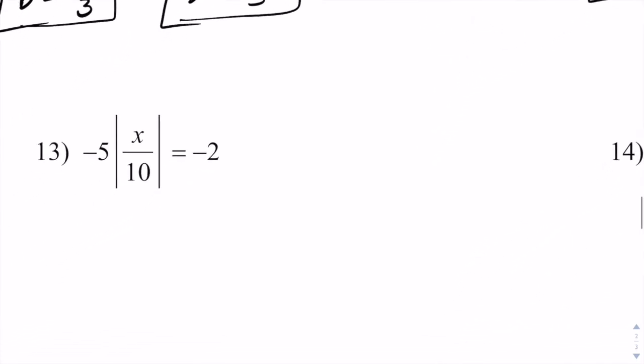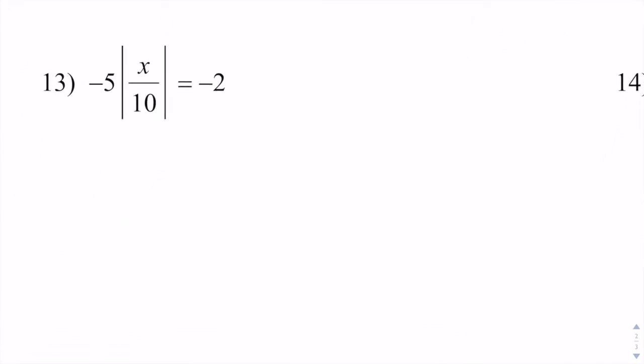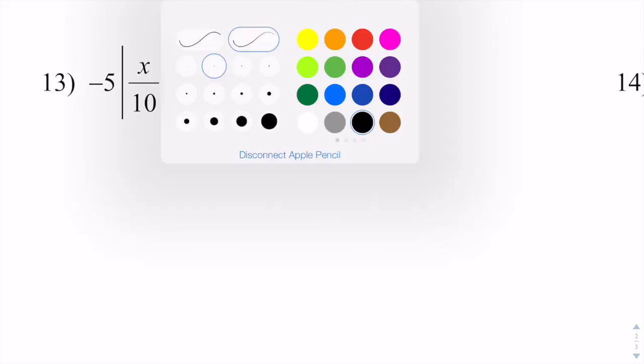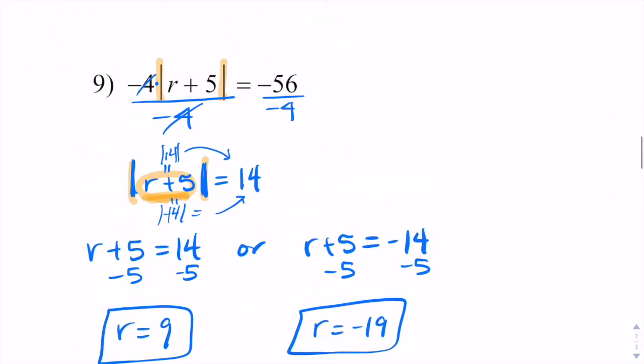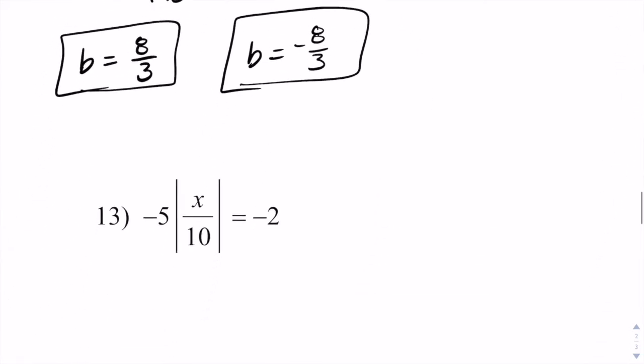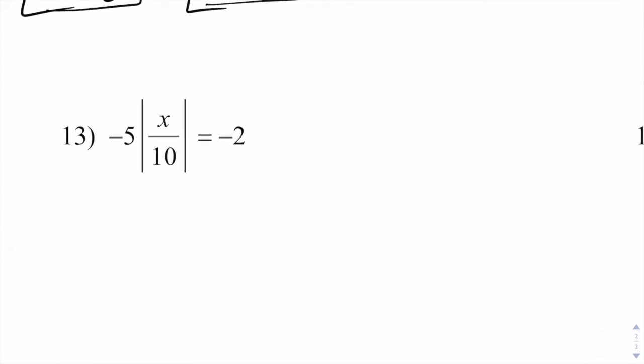Now moving on to number 13. I didn't mention it on number 9, but I'll make sure I mention it here on number 13. I cannot distribute, all right? The parentheses, like I mentioned in class, prevents me from distributing this negative 5 into the absolute value. So what I need to do is use inverse operations to get rid of it. So I have to divide by negative 5.